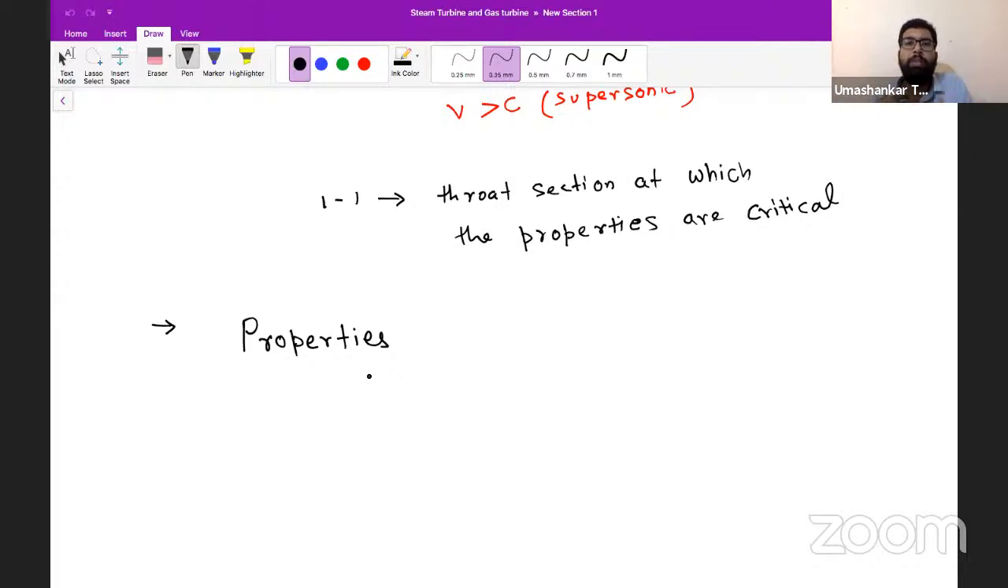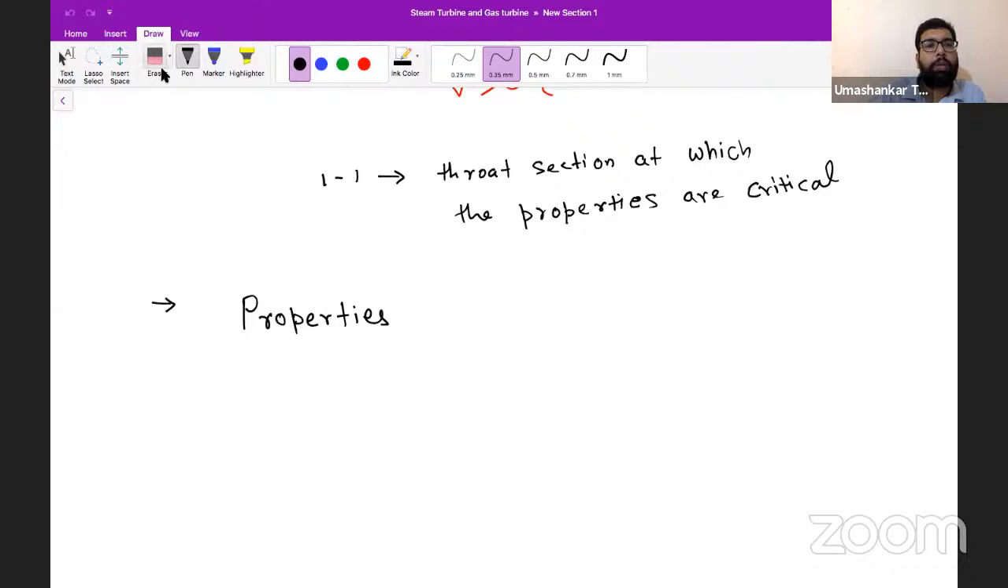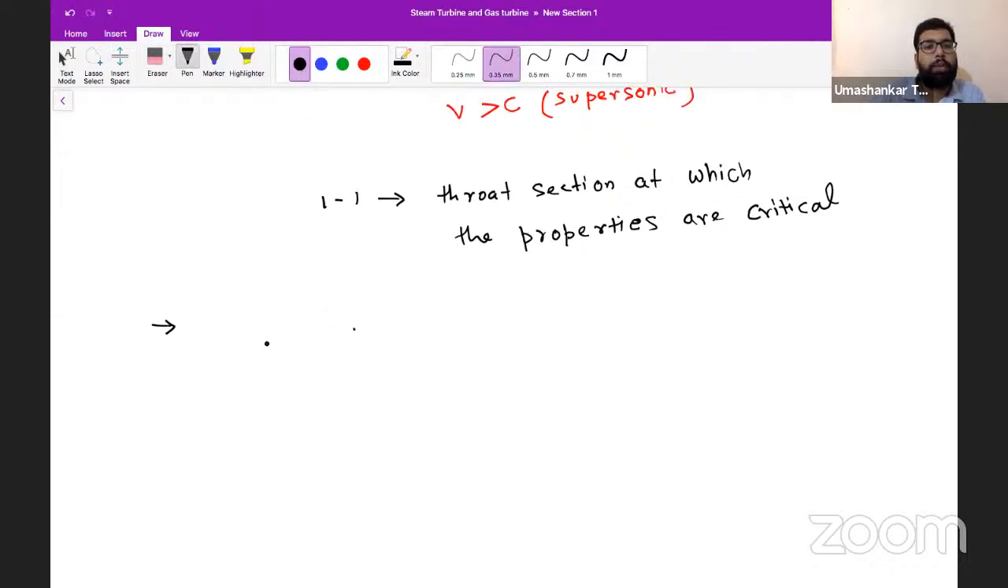Okay, if we have the pressure ratio, we have the temperature as well, we have the density as well, we have everything. So let's try to find out the critical pressure ratio. So for that, let us have a pressure tank.